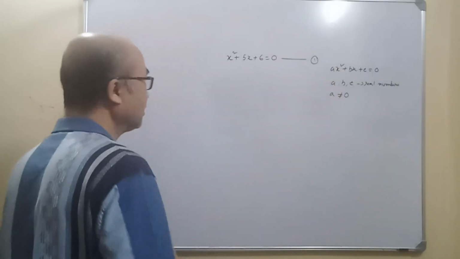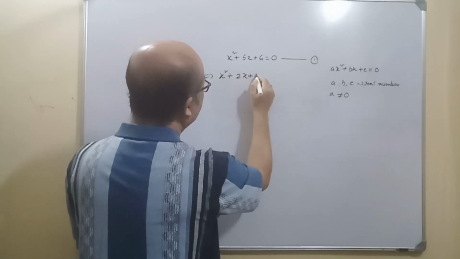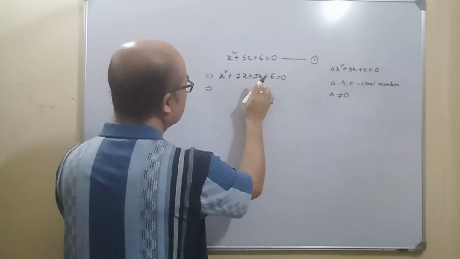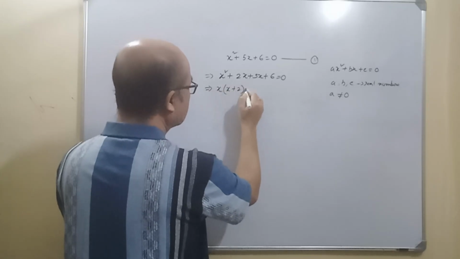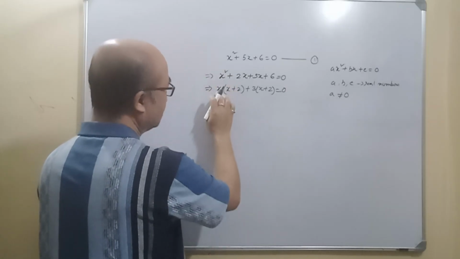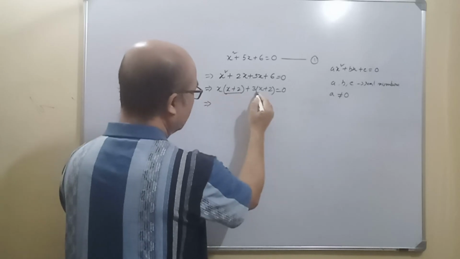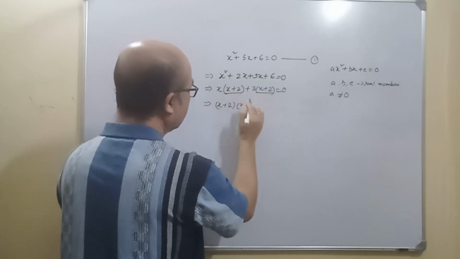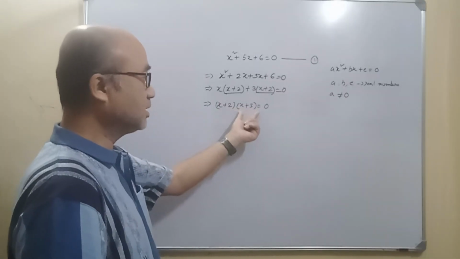So what we will do here is we will expand this equation to use the numbers like this: 2x plus 3x, 2 and 3. 2x plus 3x is 5x. Then take x common: x into x square, x into 2, 2x, 3 into x, 3x, 3 into 2, 6. But this factor x plus 2 is common here. So it becomes x plus 2 into x plus 3 equal to 0. So we get these two linear factors equal to 0.